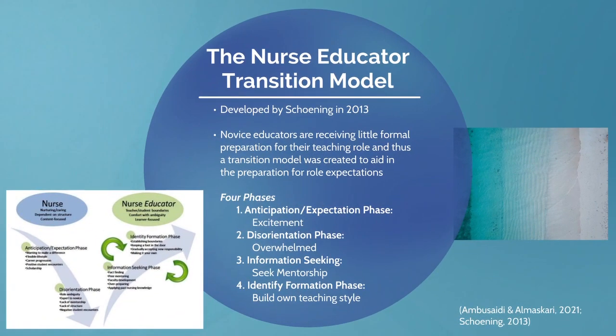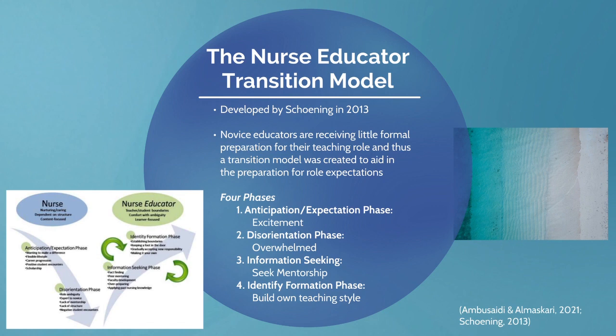The Nurse Educator Transition Model. The Nurse Educator Transition Model was developed by Schoening in 2013. This theory suggests that novice educators receive little formal preparation for their teaching role. The model consists of 4 phases in the transition to nursing faculty.